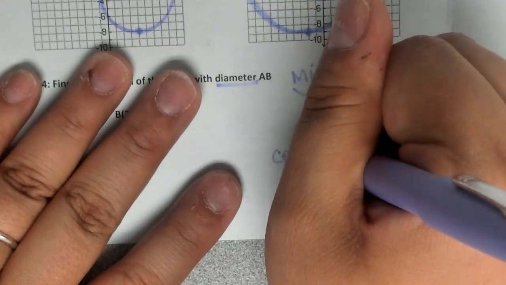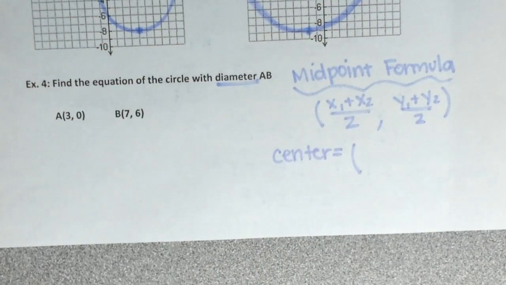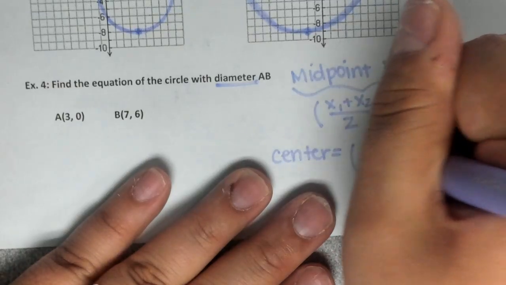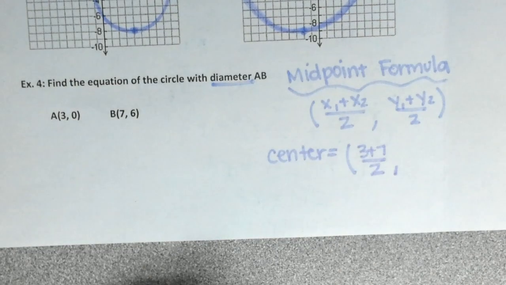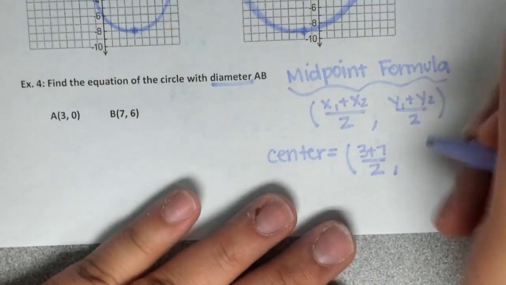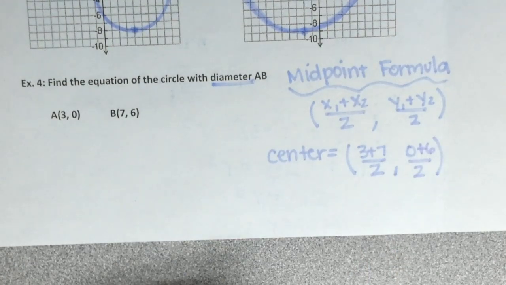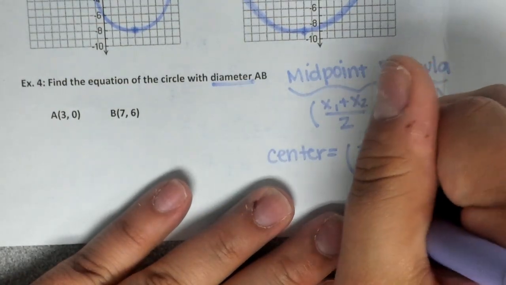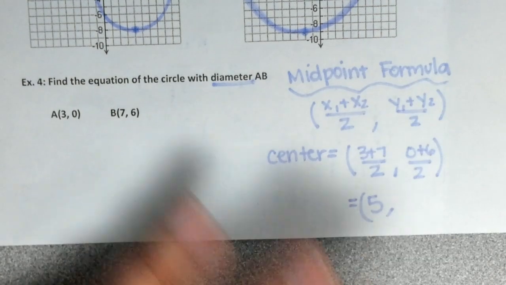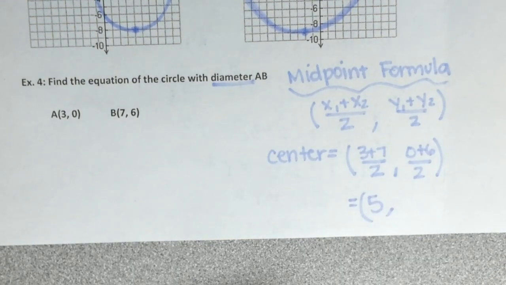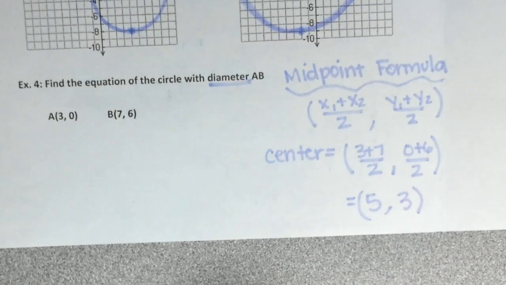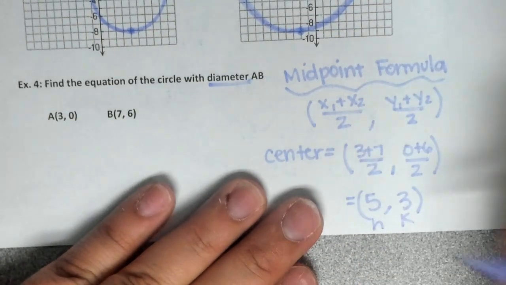So to find the center, what are my x's? 3 plus 7 divided by 2. What are my y's? 3 plus 7 is 10, divided by 2 is 5. 0 plus 6 is 6, divided by 2. Now do I have my h and k?